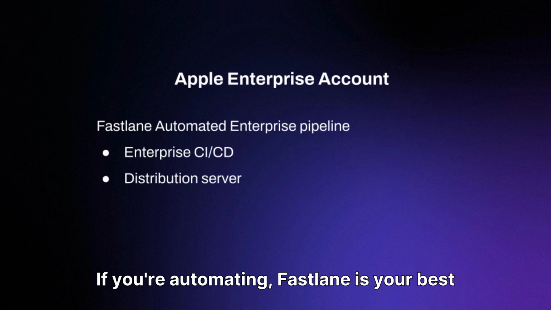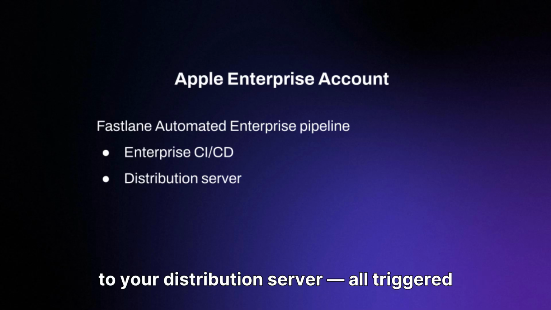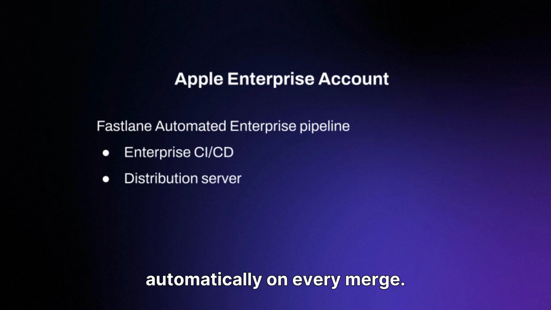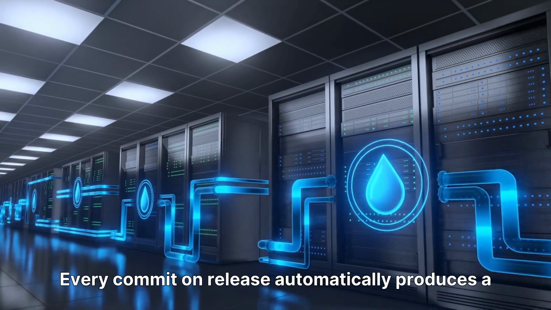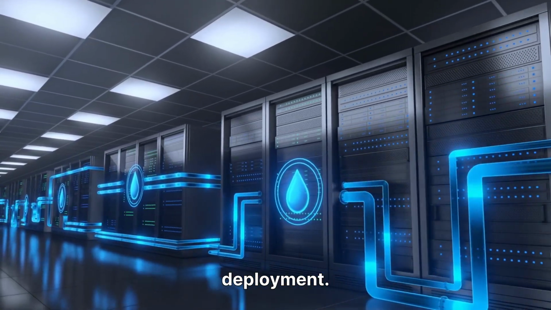If you're automating, Fastlane is your best friend. You can automate building, signing, and uploading to your distribution server, all triggered automatically on every merge. Every commit on release automatically produces a fresh signed Enterprise build ready for MDM deployment.